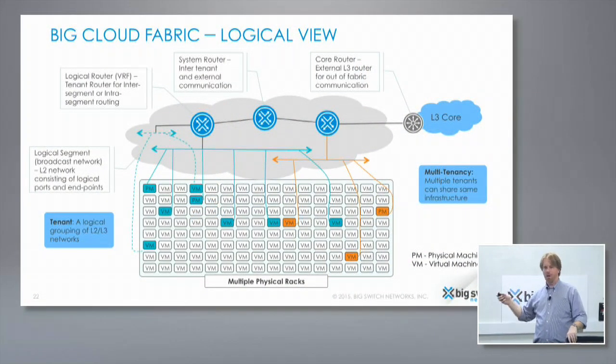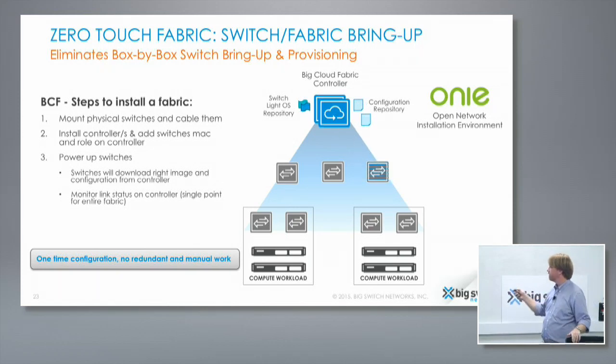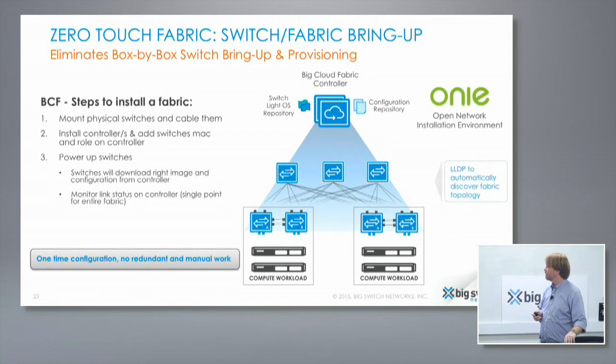And by the way, I will spend a whole bunch of time going through the demo of how this looks in practice. I talked about the zero-touch fabric stuff. Basically, you turn on switches, it downloads the operating system, it downloads its configuration. It also automatically discovers all of the links in the network, so you don't have to manually set up lags, you don't have to manually set up ECMP inside the fabric.